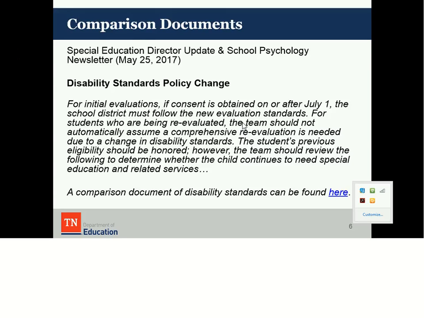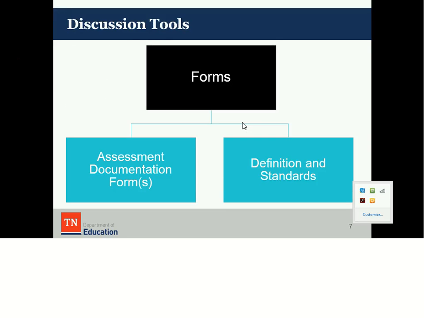So as we're reviewing this information, I highly encourage you to pause and to make sure that you pull up the forms associated with the disability changes. There are two different forms online, and I'm going to show you where those are housed in a second. But the forms that I would recommend that you pull up are the assessment documentation forms, which is our checklist that documents the outline of the different definition components, as well as the evaluation procedures and the participants.